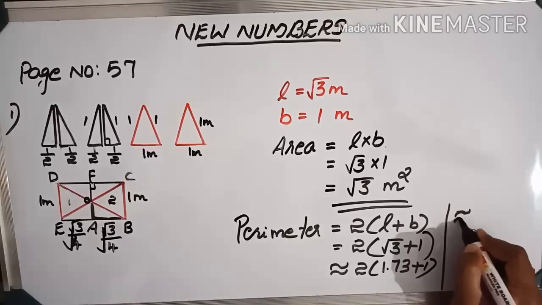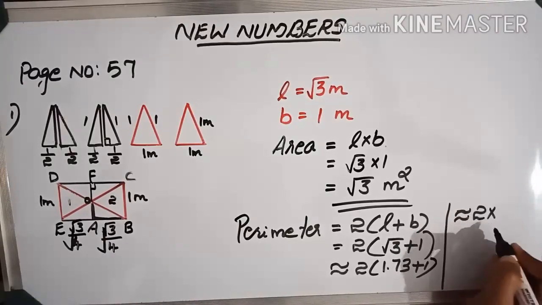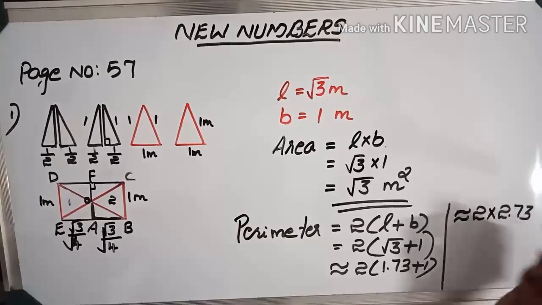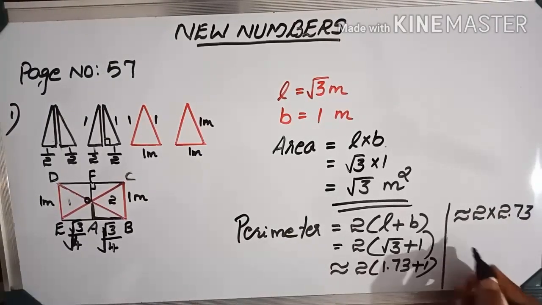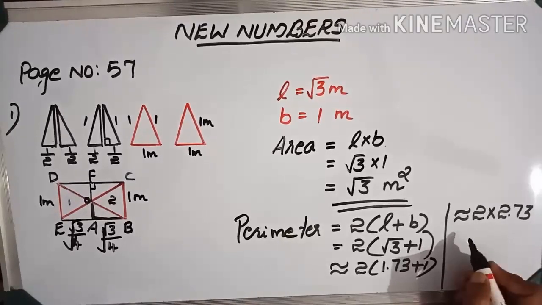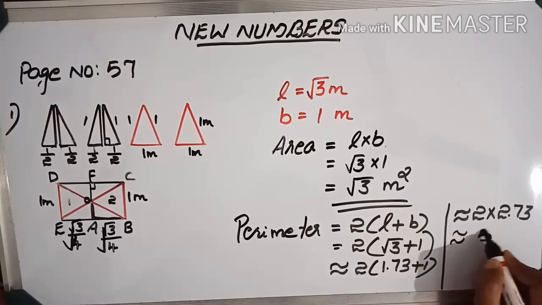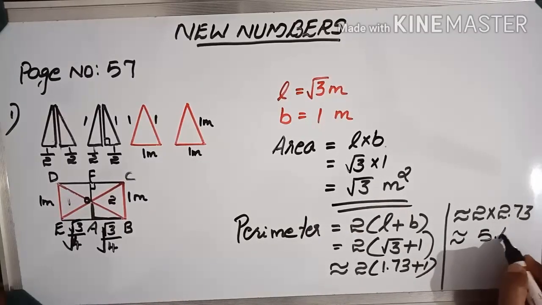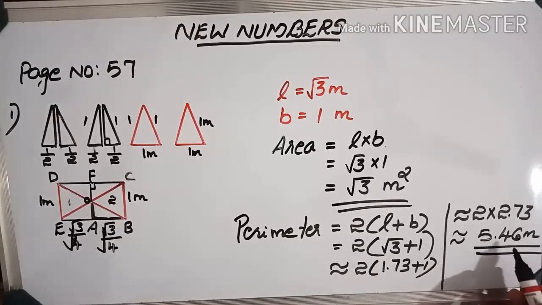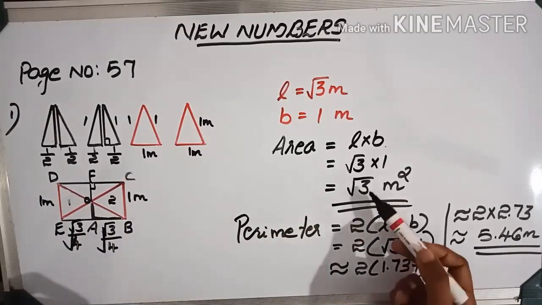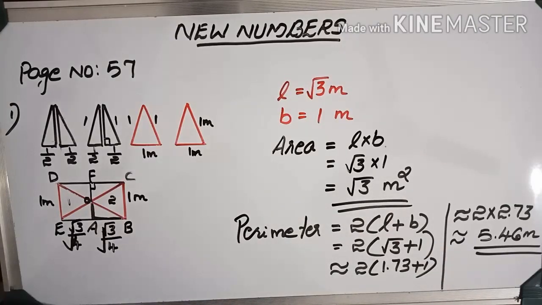So it is approximately equal to 2 into 2.73. When you multiply this, you will get the answer as 5.46 meter. So 5.46 is the perimeter of this rectangle and the area is root 3 meter square. This is the first one answer.